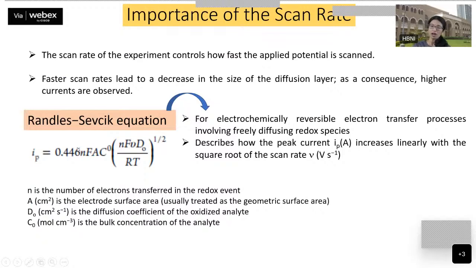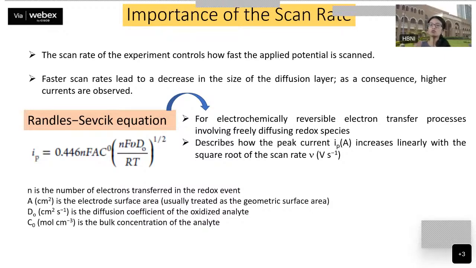Now, whenever we record a cyclic voltammogram, we apply a scan rate. The scan rate is very important. The scan rate of this experiment controls how fast the applied potential is scanned. A faster scan is going to decrease the size of the diffusion layer. And the moment the size of your diffusion layer is decreased, higher currents will be observed.